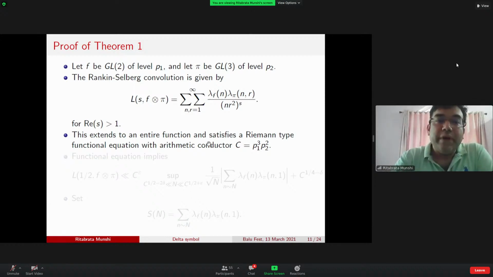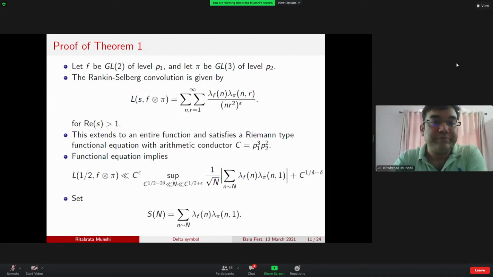The arithmetic conductor of this L-function is P1 cubed P2 squared. So you take P1, which is twisted by GL3, so you take P1 cubed. And P2, pi is twisted by GL2, so P2 squared. Of course, we are assuming that P1 and P2 are coprime. And also, I think I mentioned in the first slide that it's known that this actually corresponds to an automorphic form on GL6. Yes, it's an L-function of an automorphic form on GL6.